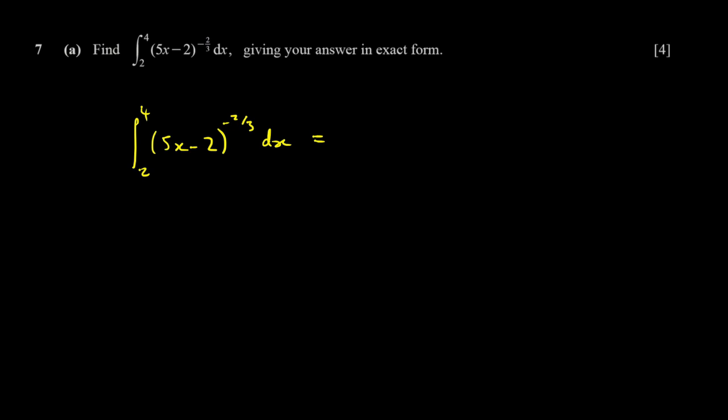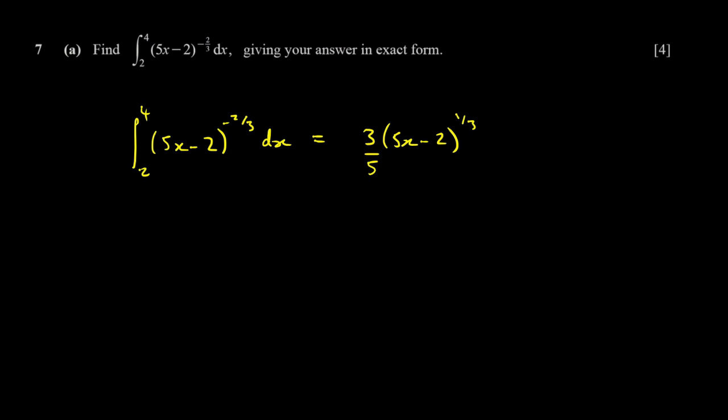So I'm going to get (5x - 2) to the power of -2/3 + 1, which is positive 1/3. Then I take that power and divide by the new power. So I'm going to divide by 1/3, and dividing by 1/3 is the same thing as multiplying by 3. And then I look inside this bracket. I take the coefficient of x, which is 5, and I divide through by 5.